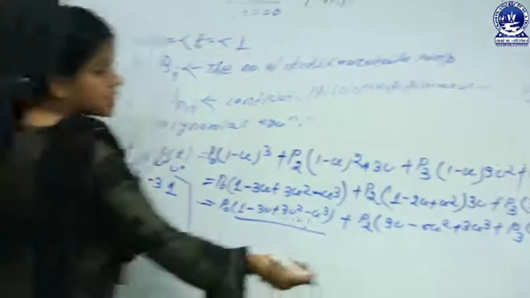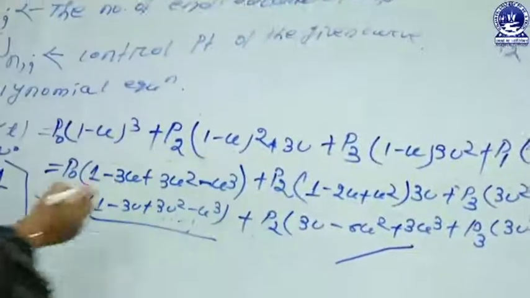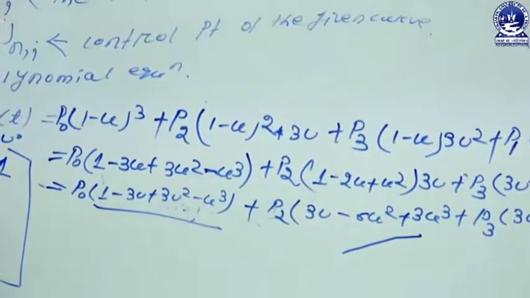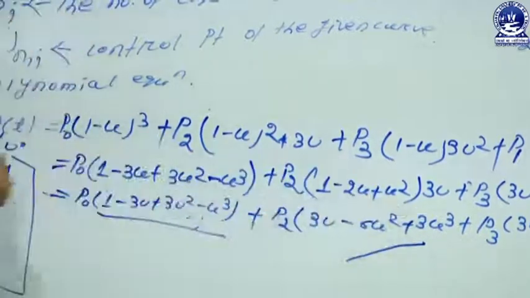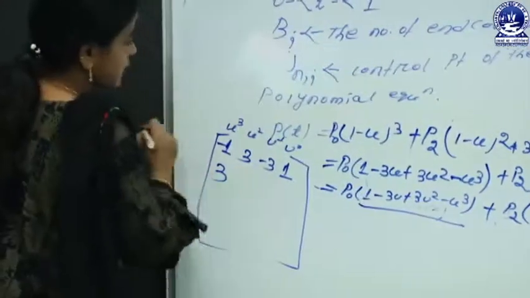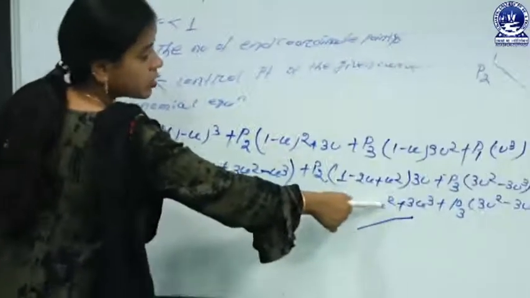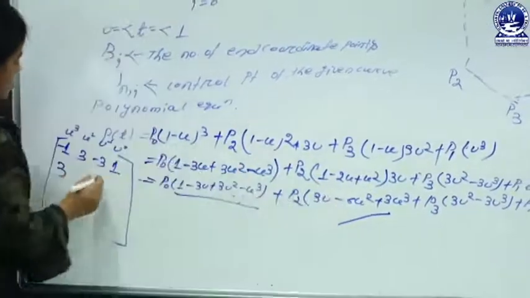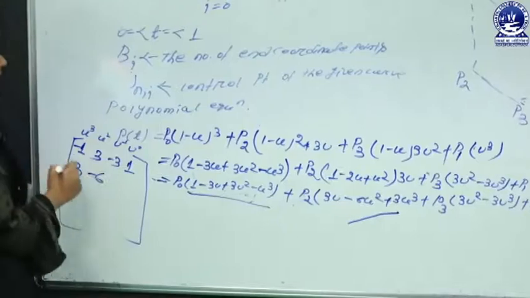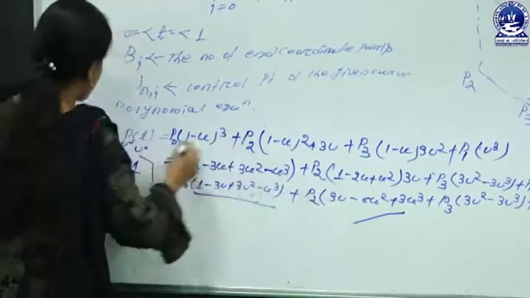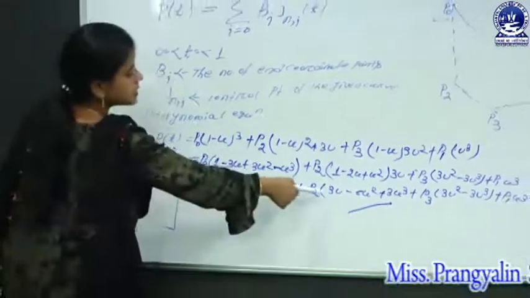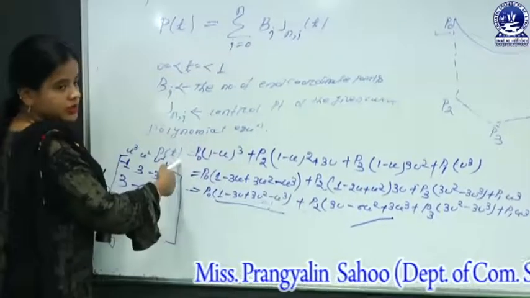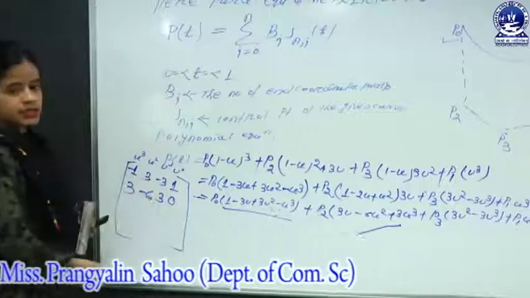So now we check the next constants using these equations. The u cube coefficient value is 3. For u square, the coefficient value is minus 6, and for u to the power 1, the value is 3, and as there is no constant value for u to the power 0, the value is 0.